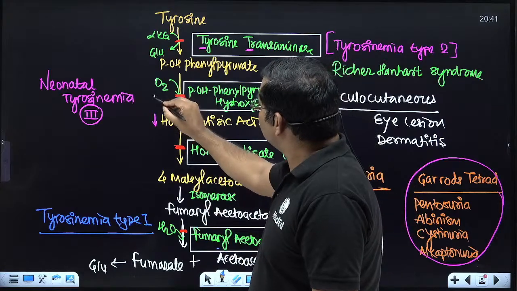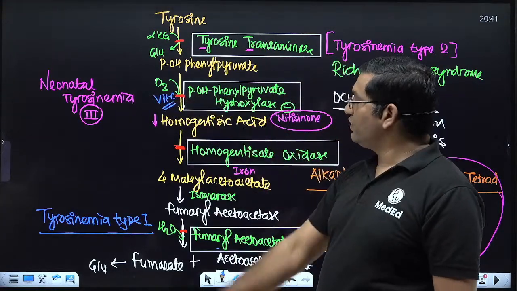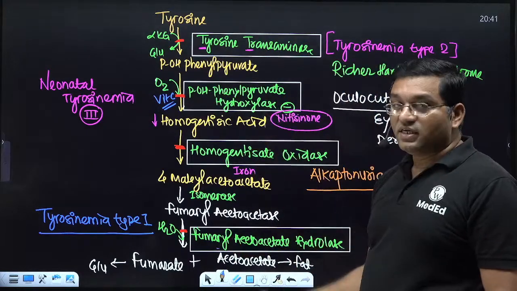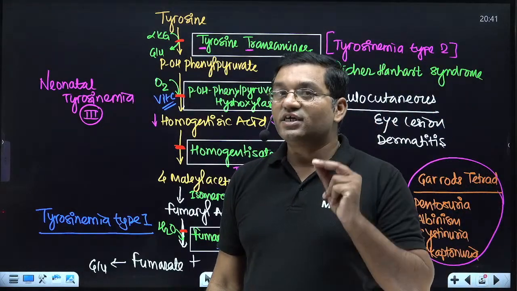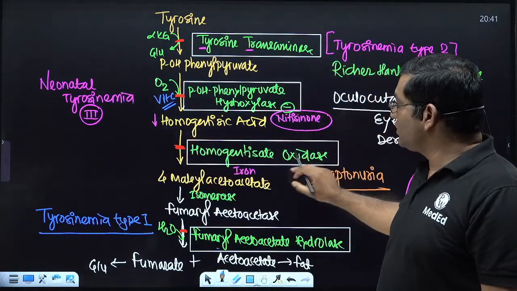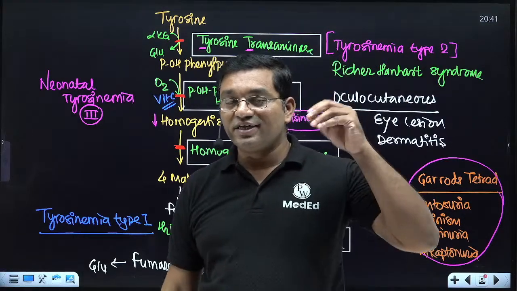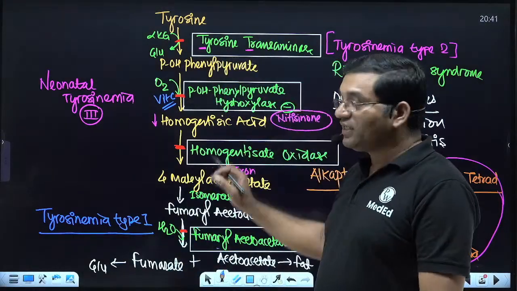This is a vitamin C dependent reaction, a hydroxylation reaction. Para-hydroxyphenylpyruvate hydroxylase defect causes neonatal tyrosinemia, or tyrosinemia type 3. Then homogentisate oxidase defect causes alkaptonuria, an autosomal recessive disorder included in the Garrod's tetrad, asymptomatic in childhood.